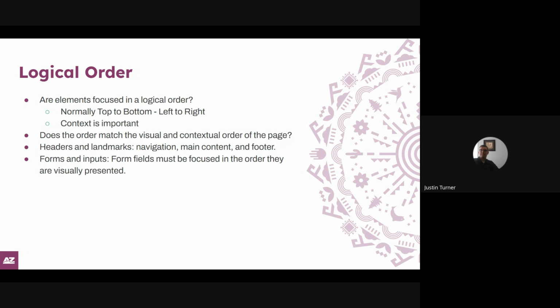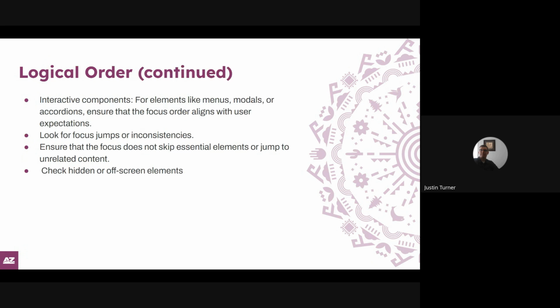And lastly, the same thing with forms. When you have forms, are they going through that top to bottom order? And you're doing address, then city, then state, then zip? Or is it bouncing back and forth? And even though visually it's displayed in the right order, the keyboard is following it in a different order. So those are some of the things we look for when we check logical order.